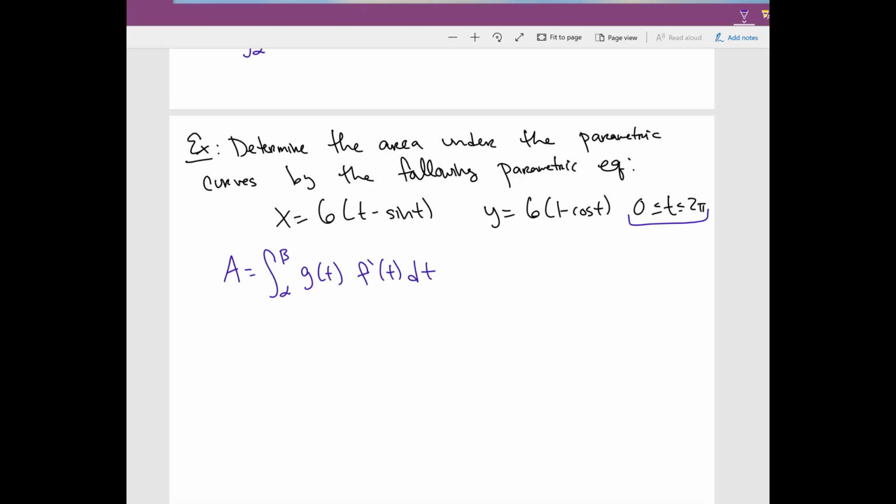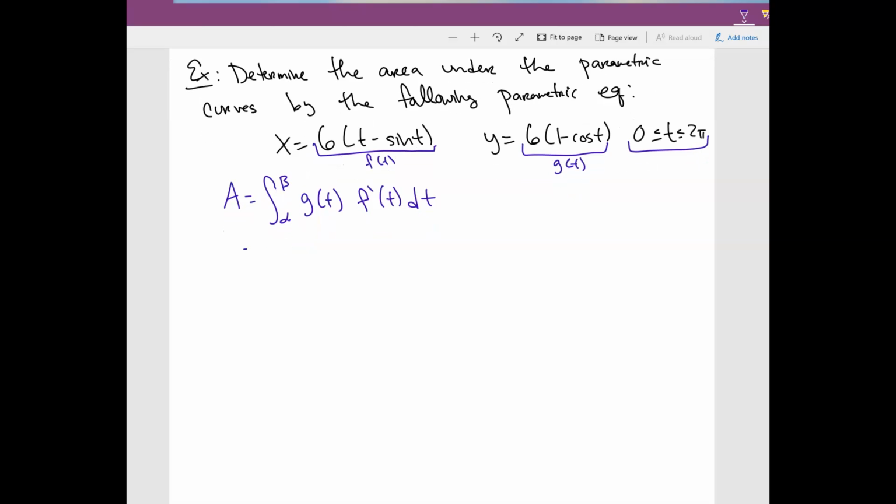Now remember that f of t is going to be this guy, and then your g of t is just going to be your y. Now all we have to do is plug everything in. So you're going to have the integral from 0 to 2 pi. G of t is going to be the 1 minus cosine t. That's going to be your g. And then your f prime is going to be the derivative of that. Nothing happens to the 6. The derivative of t minus sine t is going to be 1 minus cosine of t dt.